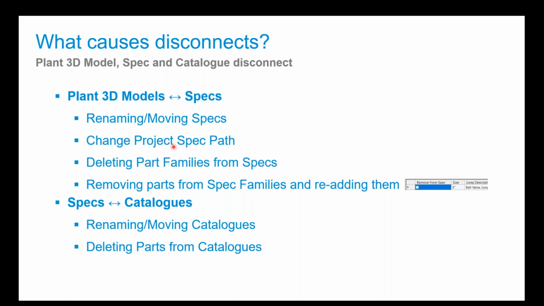So often what people do is they remove and re-add the parts with a different name, or make some changes to the valve properties and then re-add them. The problem here is that when you re-add, the model doesn't know about the new update to the spec unless you do the update within the Plan 3D model interface as well. So try not to do these things. Plan ahead and make sure your spec and your catalog are ready before you start your project.